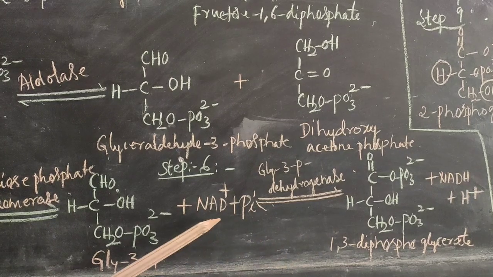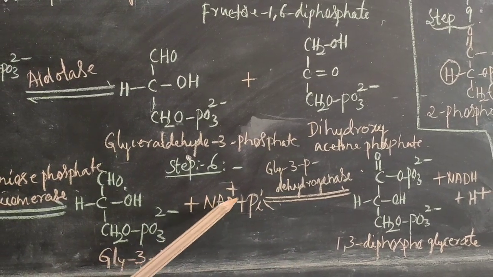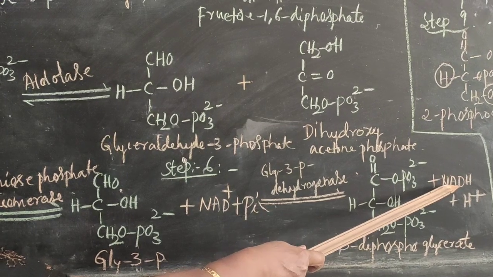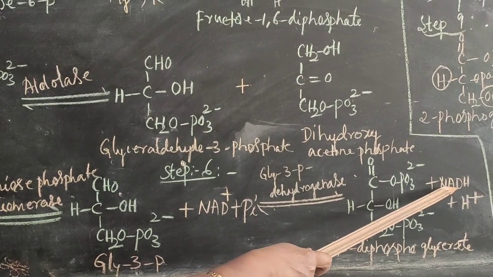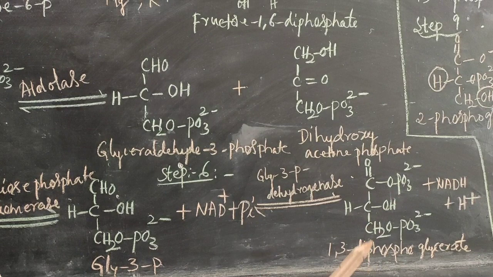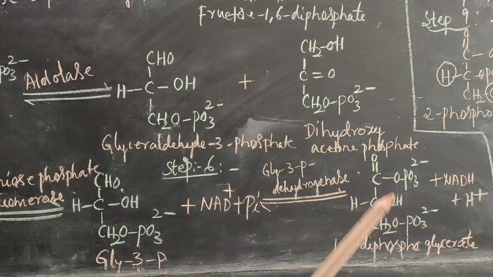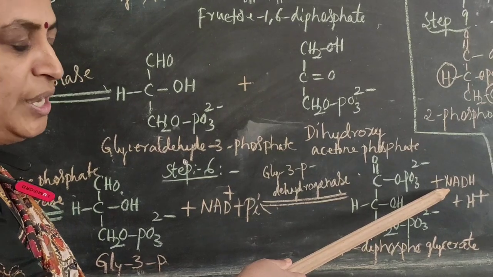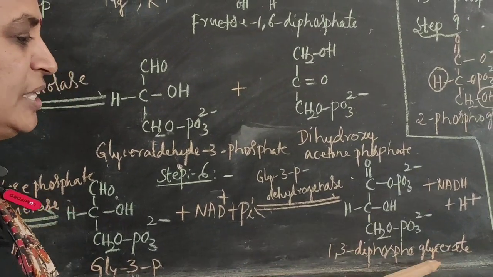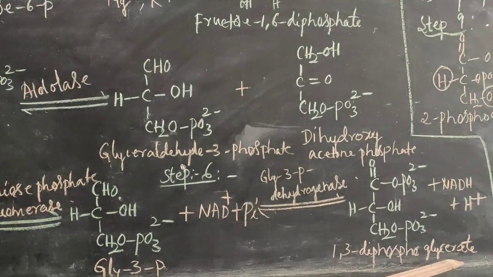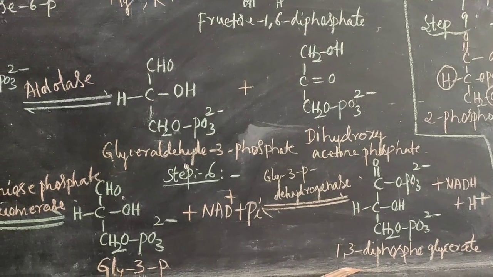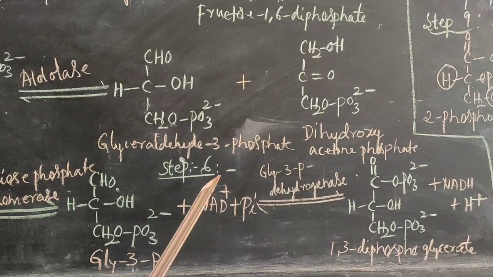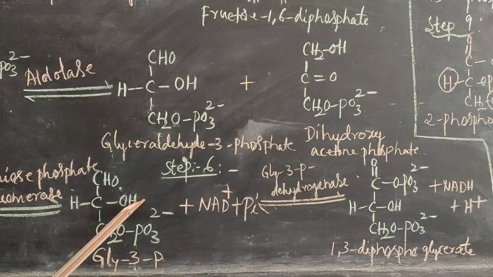And the importance of this reaction is that NAD+ on reduction gives NADH, and NADH by oxidative phosphorylation through the ETC yields 3 molecules of ATP. That is, one NADH molecule is equivalent to 3 ATP molecules. That is the importance. And one more thing is that we get a high energy compound, 1,3-diphosphoglycerate, without the involvement of ATP.